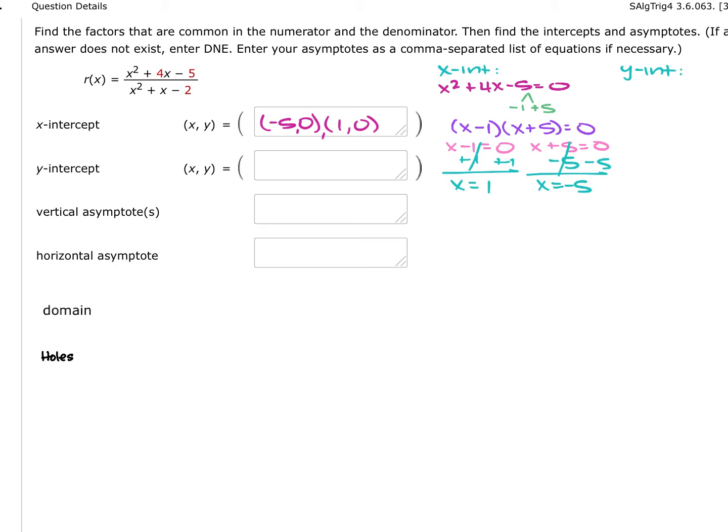For your y-intercept, this is going to change to y is equal to. Your x's are going to become zeros. So you're going to have 0 squared plus 4 times 0 minus 5 over 0 squared plus 0 minus 2. Everything up top cancels out except the negative 5. Everything on the bottom cancels out except the negative 2. A negative over a negative turns into a positive, so you have that y is equal to 5 over 2, which gives you the ordered pair of 0, 5 over 2.